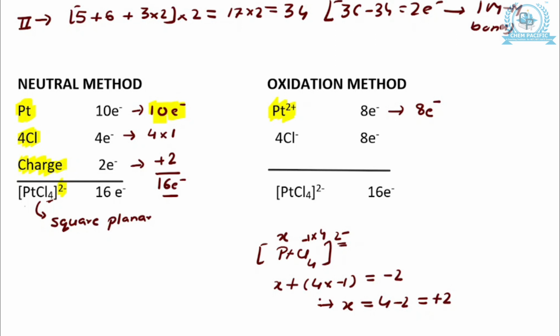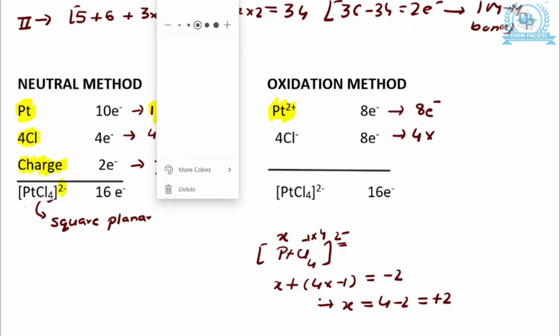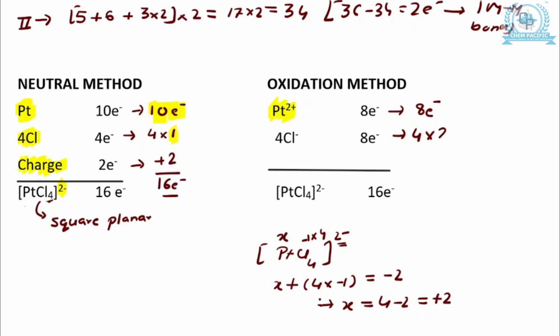Now see students, when it was neutral, it was actually a 1 electron donor, right? So when it turns out to be Cl minus, therefore कितना Cl minus है 4, and when it turns out to be Cl minus, it will turn out to be a 2 electron donor, right? So that is why we are multiplying here with 2. So Cl minus in the oxidation method is a 2 electron donor.